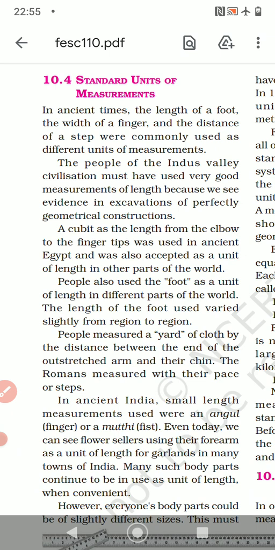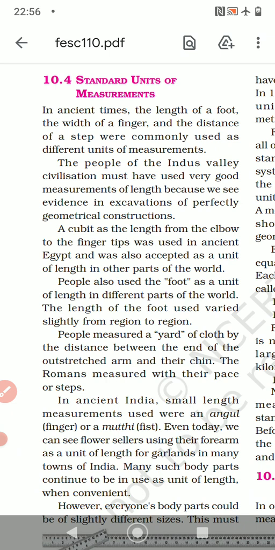10.4 Standard Units of Measurements. In ancient times, the length of a foot, the width of a finger, and the distance of a step were commonly used as different units of measurements. So in ancient times, how did we used to measure length? We used to measure the length with the help of the foot, the width of a finger, and also the distance between the steps.